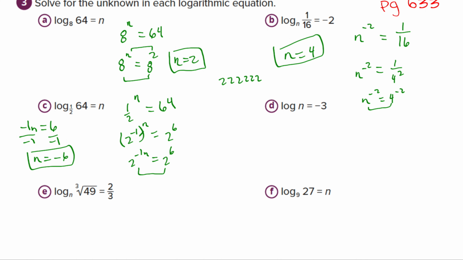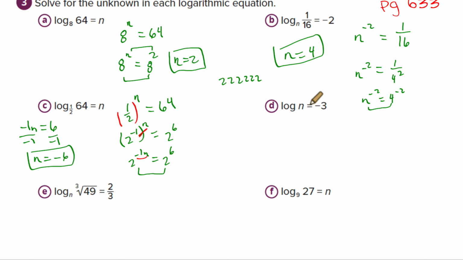I'm going to say that again because that one is a little tricky. I know I can write this as 2 to the negative 1 raised to the n. And I know this is a power of 2. So if I write them both as powers of 2, I can use my exponent rules. When you have powers to higher powers, that means you multiply, and that'll give us negative 1n. Then I set them equal. That was fun.